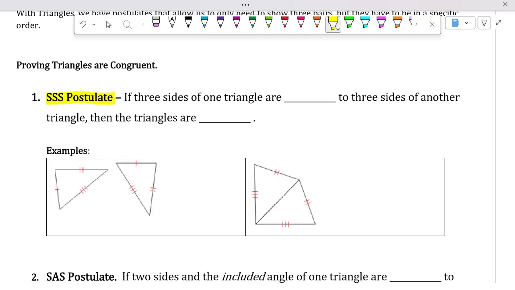Now, think about what I just said. We have to show that sides and angles are congruent. So what do you think SSS stands for? Side, side, side. That's all it stands for. So SSS is just shorthand for side, side, side. That's all it means. And all it states is that 3 sides of one triangle are congruent, I'm just going to use the congruency symbol to shorthand it, to 3 sides of another triangle, then the triangles are congruent.